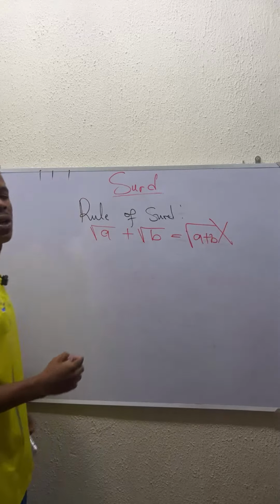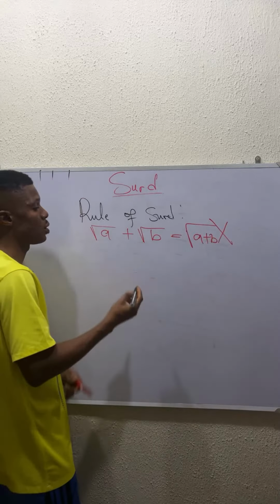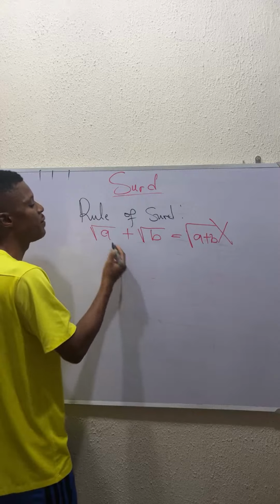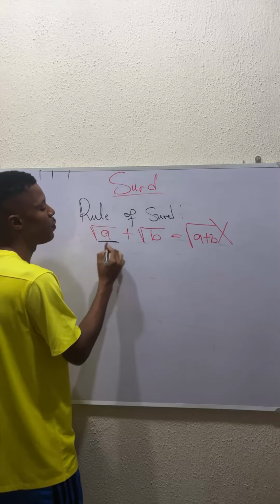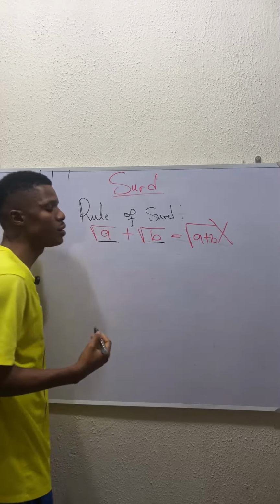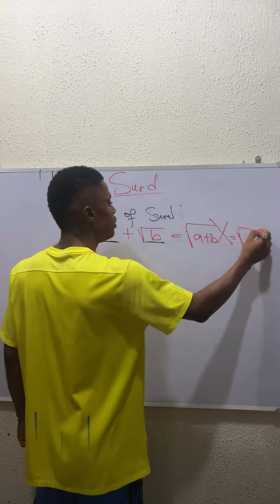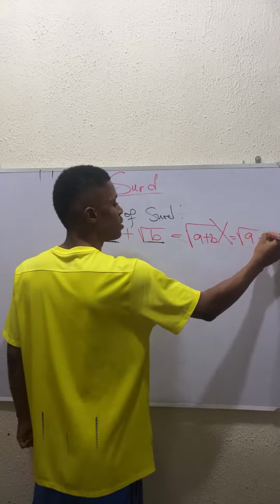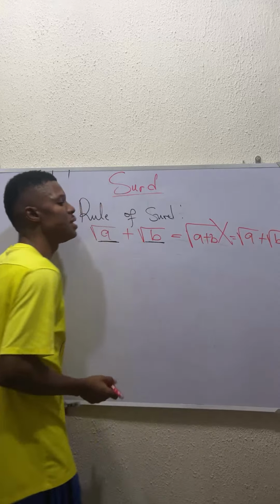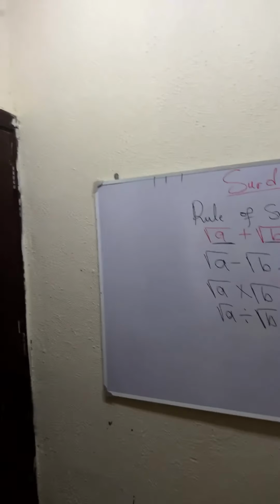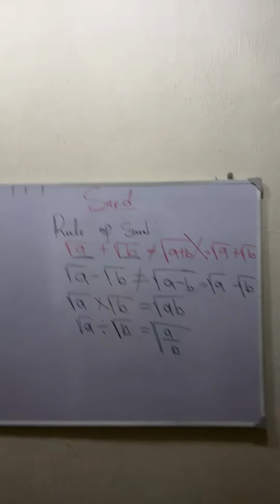The laws of surds tell us that whenever we are adding two surds together, if they are not of the same form, you don't add. It still retains its value: the square root of a plus the square root of b. These are the few important rules you have to know under surds.